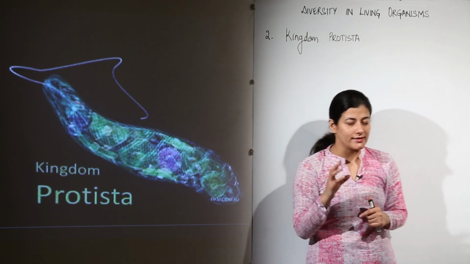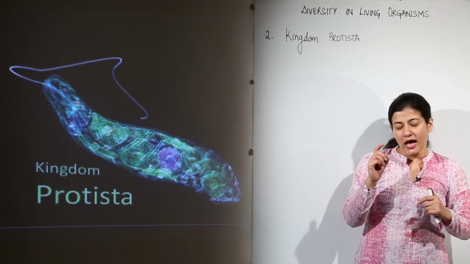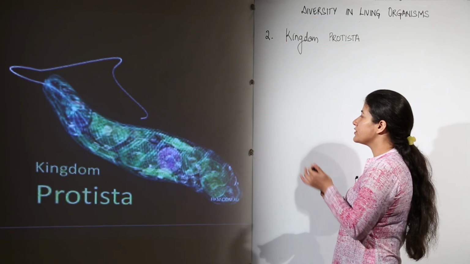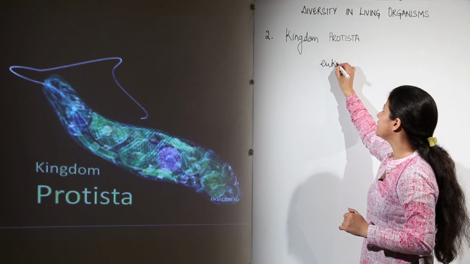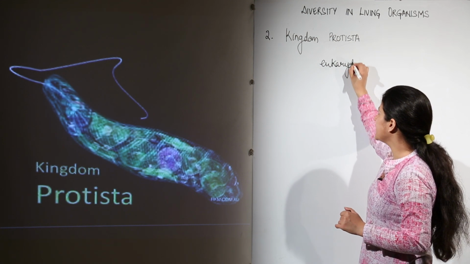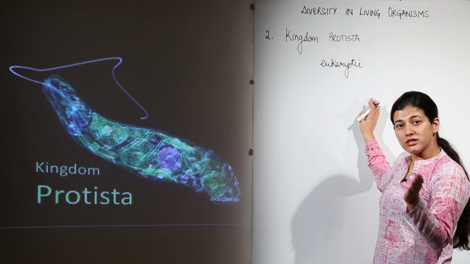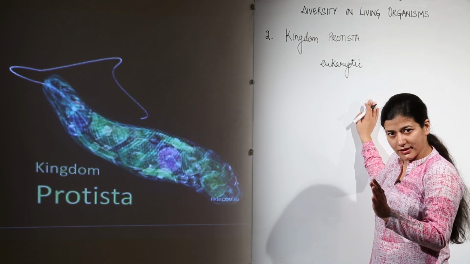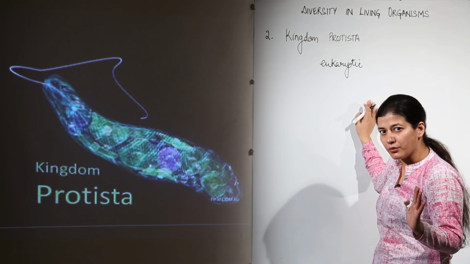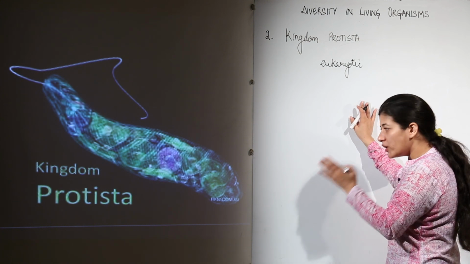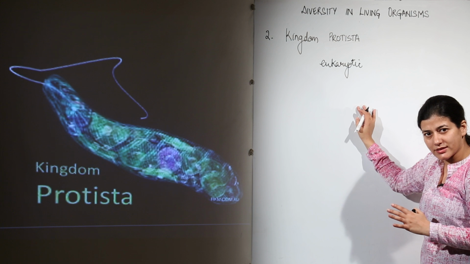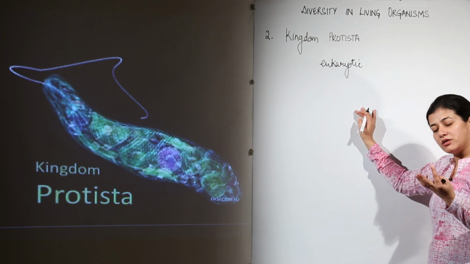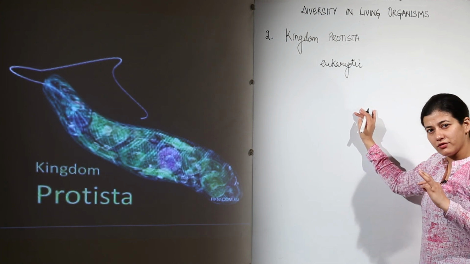Okay. Now, when I say that it is not having a defined boundary, I need to point out one thing. Till now we had talked about just one kingdom, the exclusive one, which was exclusively prokaryotic. That means there was no eukaryotic cell found in that particular kingdom. Whatever kingdoms follow after that kingdom, they all have eukaryotic cells. Now, if I talk about kingdom Protista, it is going to have eukaryotic cells.